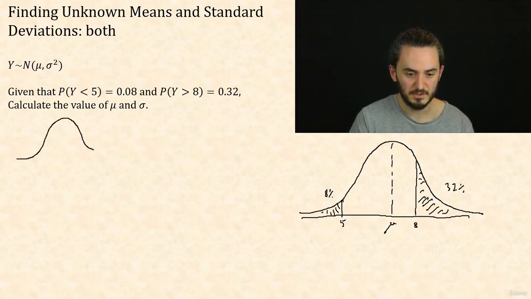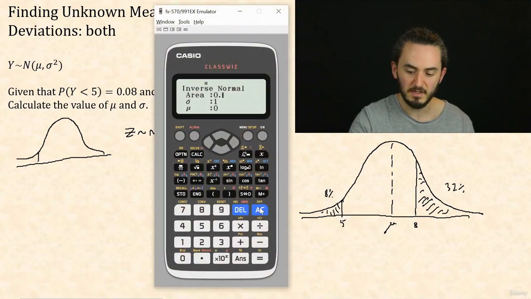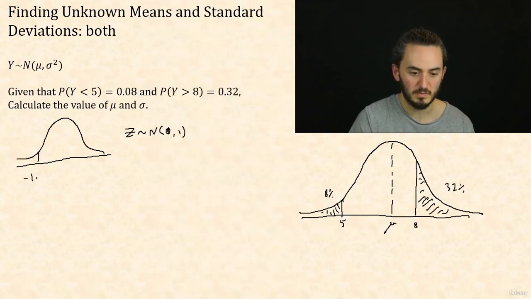So the standardized normal is where z is normally distributed with mean 0 and sigma 1. It counts the standard deviation. So where's the bottom 8%? Calculator's out, and it's an area of 0.08. So that's minus 1.4051. And what about the top 32%?